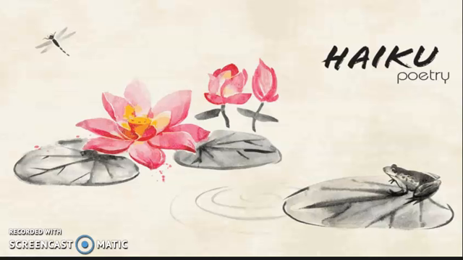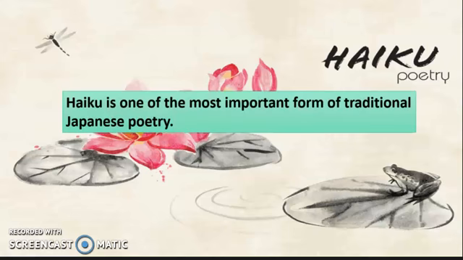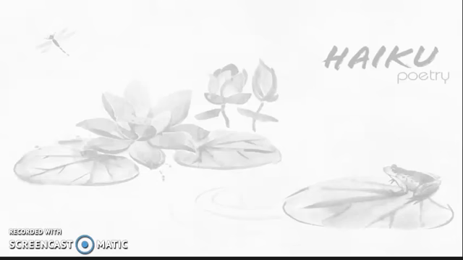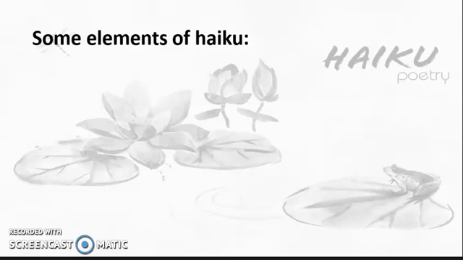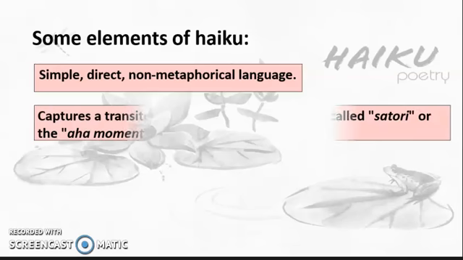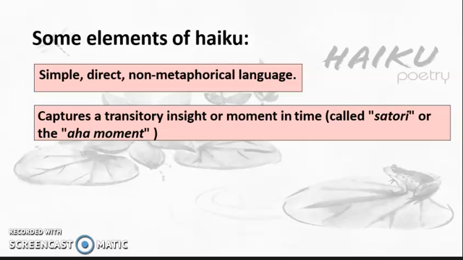The question is, what is a haiku? A haiku is one of the most important forms of traditional poetry. Many themes, when you are going to write a haiku, include nature, feelings, or experiences. Here are some important elements of haiku. First, it should use simple, direct, non-metaphorical language. Don't use abstract words. Second, it captures a transitory insight or moment in time. It is called satori, or the aha moment.